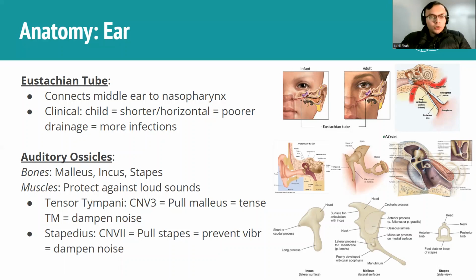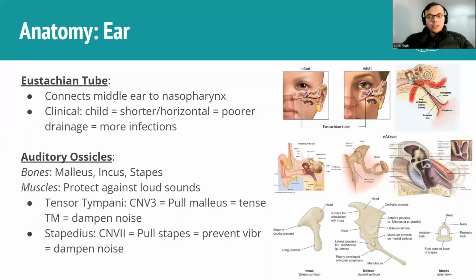Then the auditory ossicles are essentially the bones that compose your middle ear, and they consist of the hammer, anvil, and the stirrup, which are more scientifically or anatomically called the malleus, incus, and stapes. That's starting from the lateral end, the eardrum end, working your way medially: the malleus, the incus, and then the stapes that connects to the inner ear.